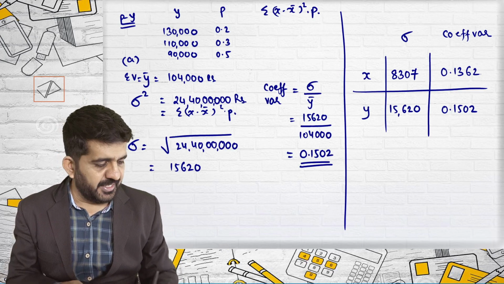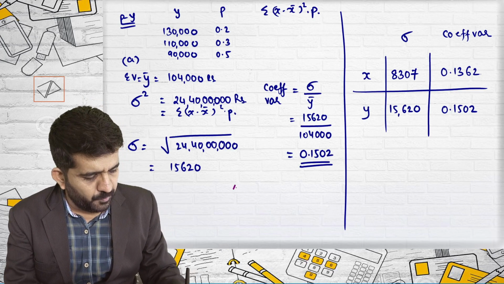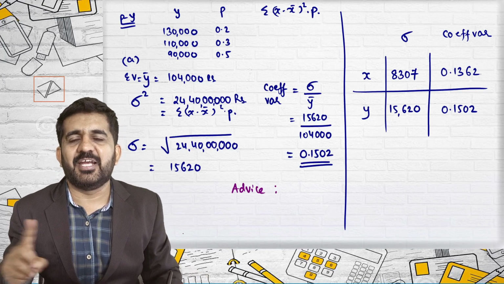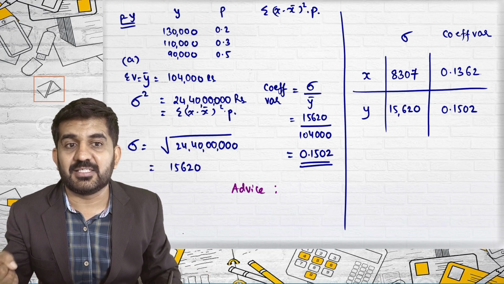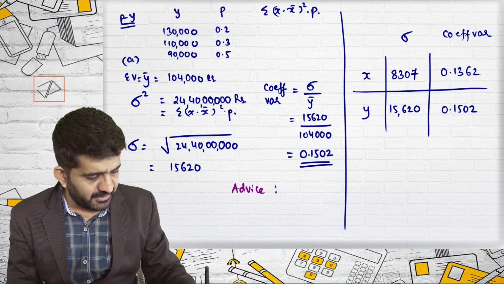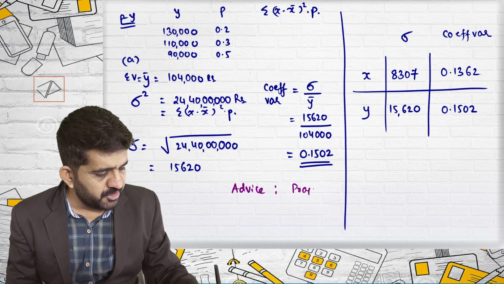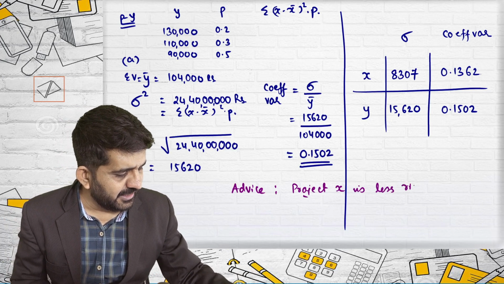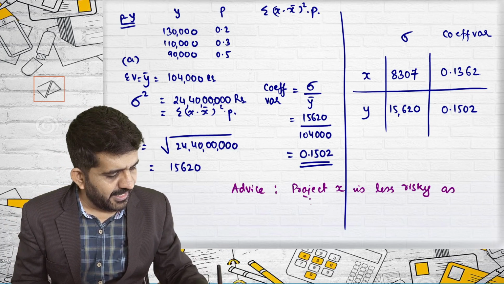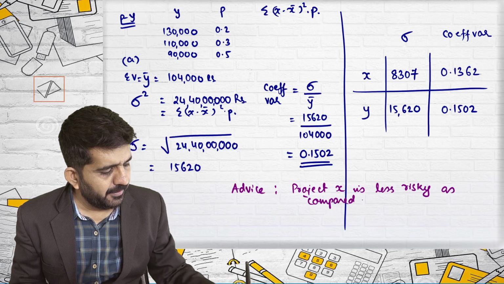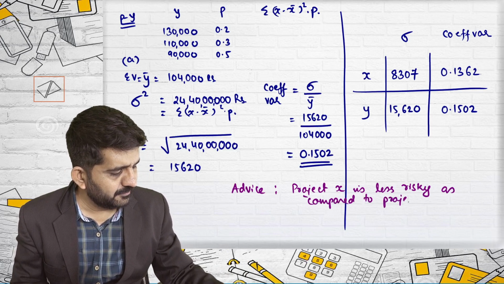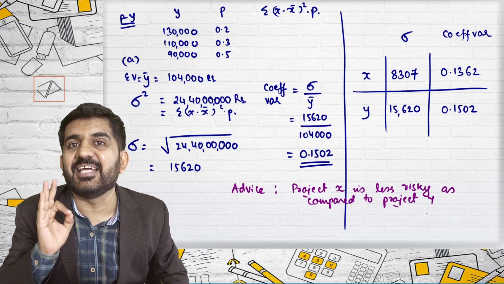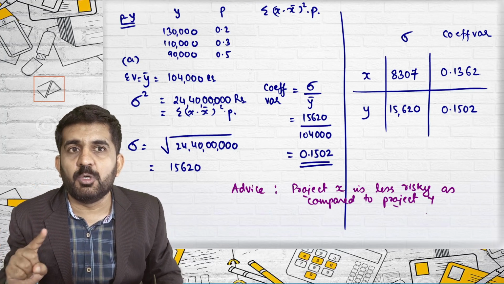Please try to understand, whenever you give advice to management, be very careful what you are writing down. Don't advise management to take project X. Advise this: project X is less risky as compared to project Y. Your advice should be absolutely correct. That does not mean you will be selecting project Y.